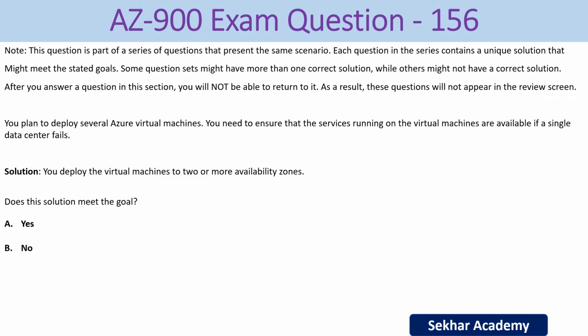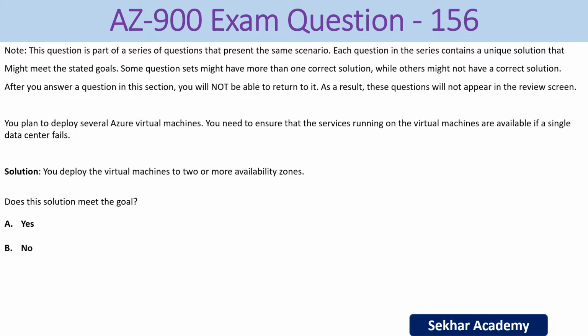You plan to deploy several Azure virtual machines and you need to ensure that the services running on the virtual machines are available if a single data center fails. The solution is: you deploy the virtual machines to two or more availability zones. So if a single data center fails, we are expecting the services under those virtual machines to still be available. So the solution is: you deploy the virtual machines to two or more availability zones.